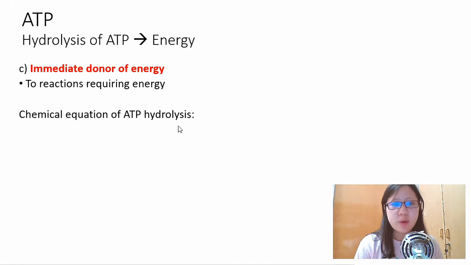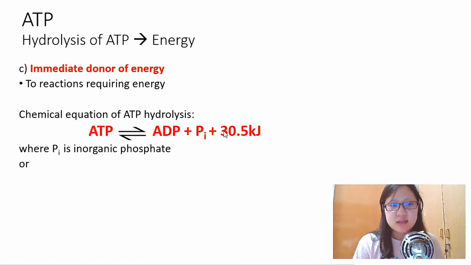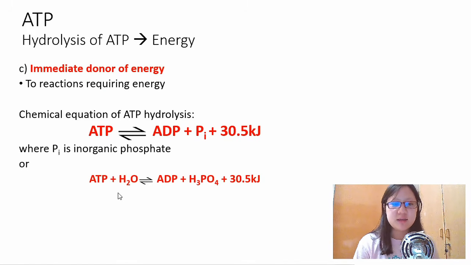Now, the chemical equation of ATP hydrolysis is something you need to remember as well, and looks something like this. ATP, when broken down, becomes ADP plus inorganic phosphate plus 30.5 kilojoules. So since ATP is nearby, 30.5 kilojoules can be given out very easily.